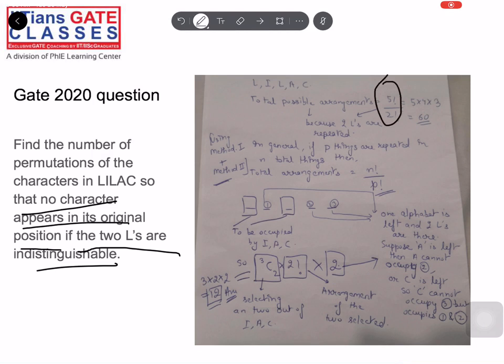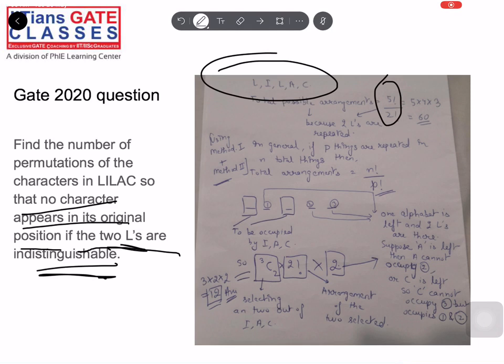Okay, so arrangements would be something like 5 factorial by 2 factorial. Okay, so why I am dividing by 2 factorial is because I have two L's. These two L's are same. Okay, so basically my letters are LILAC, and there is a repetition of L twice. So that means I'll do 5 factorial divided by 2 factorial. So if you see, I've written the reason here because two L's are repeated. Okay, so in general the method for this is, if you have r letters which are repeated and you have a total of n letters, so total arrangements possible are n factorial divided by r factorial.